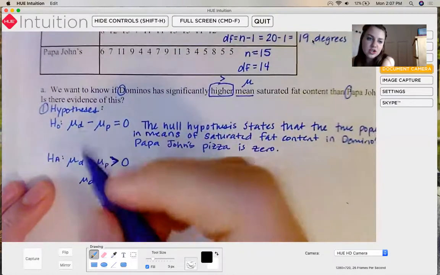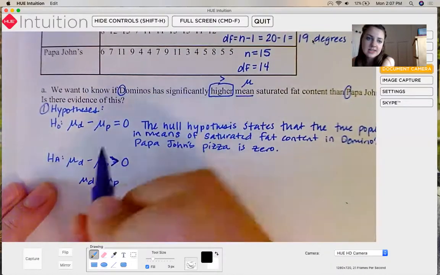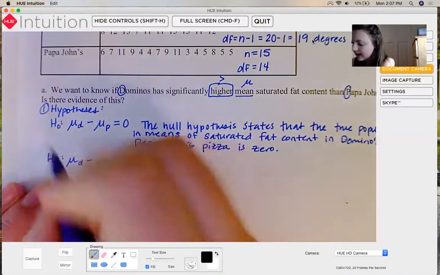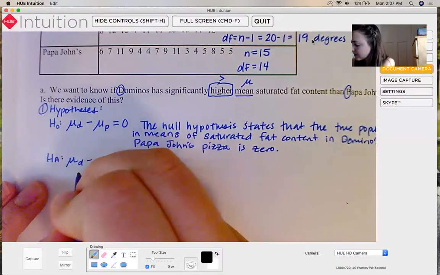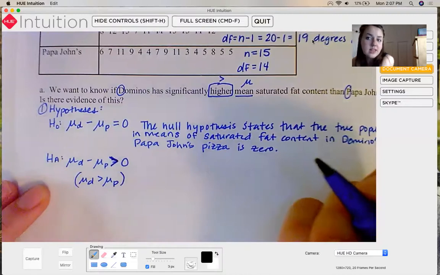The only thing is that generally speaking on an AP test, they're going to write it the first way instead of this second way. So I'm just going to put this in parentheses to remind you that that's what it means.